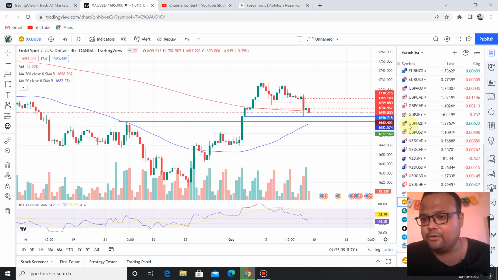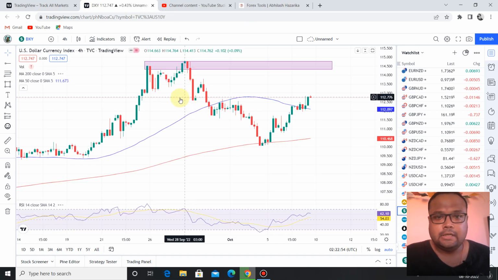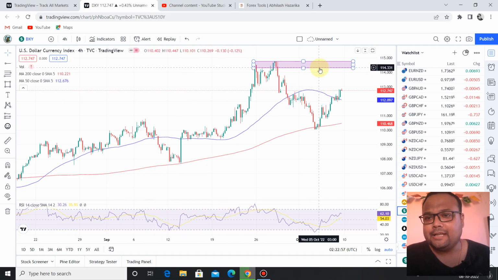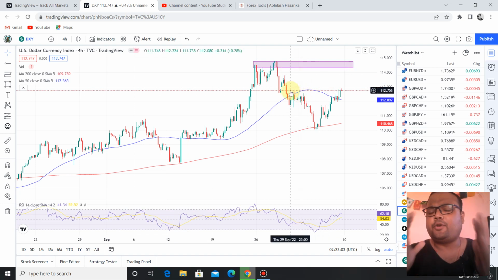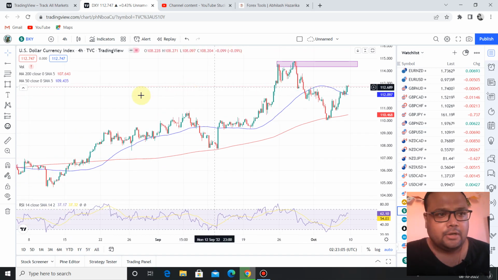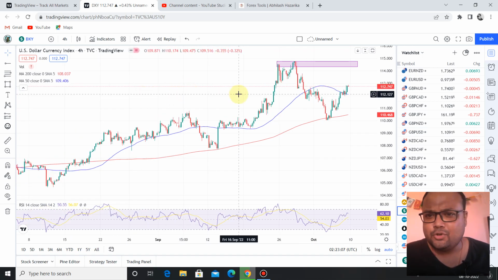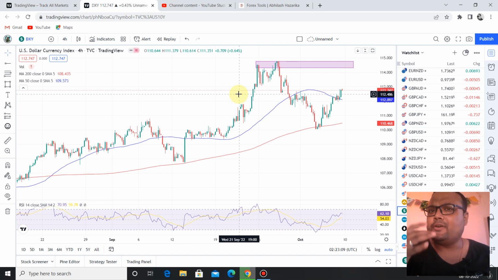Now let's have a look at the chart of DXY. See, DXY ultimately closed at 112.74. There was a kind of a minor resistance here. So if we look at the chart properly, then DXY failed to cross the resistance. So almost it's closed at a resistance only. So the Monday market opening will be very important for DXY.